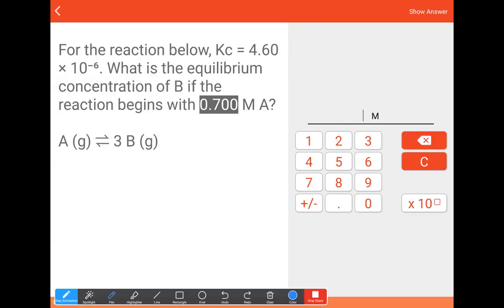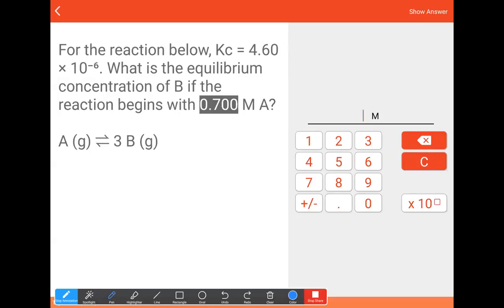Then we looked at a quadratic formula. We won't do a lot of those in this class. And then the third option is when you have a small k, then oftentimes we can do the x is small approximation. And that's what we're going to be looking at in this problem.